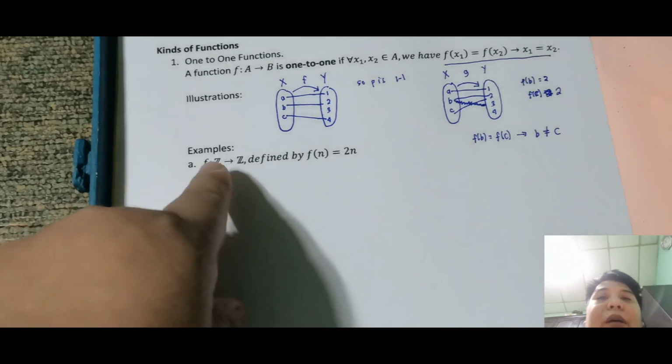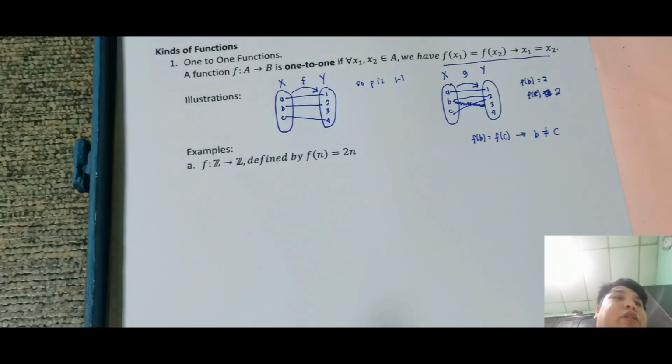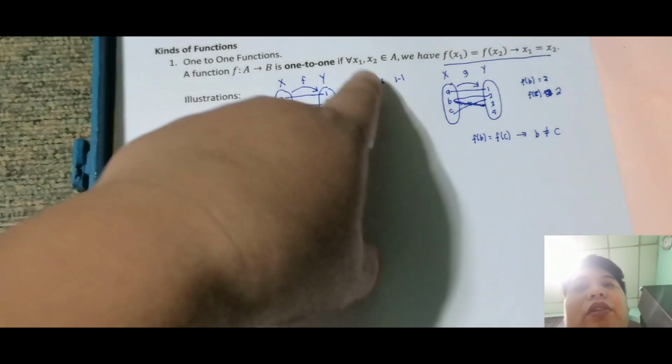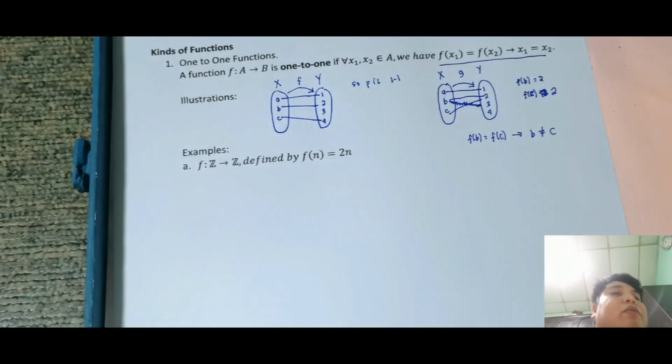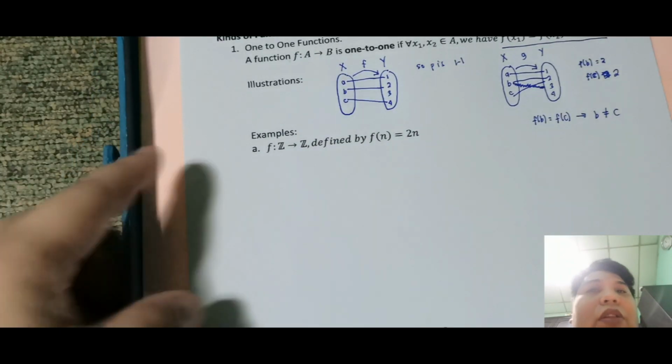Let f be a function mapping from Z to Z. Tandaan mo, mapping from integers to integers. So, ibig sabihin, infinite yung pinag-uusapan. Define f of n is equal to 2n. Ngayon, we need to show that this is a 1-to-1 function. Okay? So, gamitin natin yung condition na for all x sub 1, x sub 2 element of A, we have f of x sub 1 equals f of x sub 2 implies x sub 1 is equal to x sub 2.